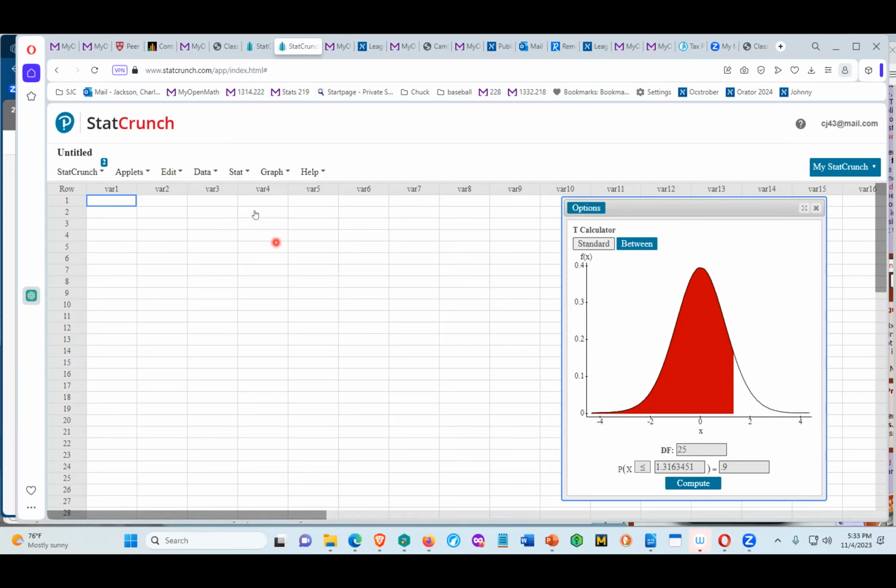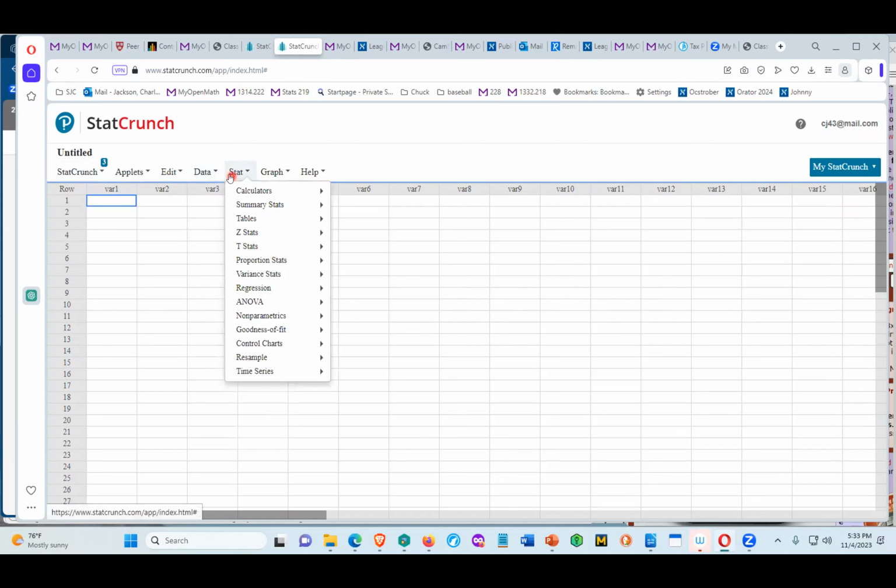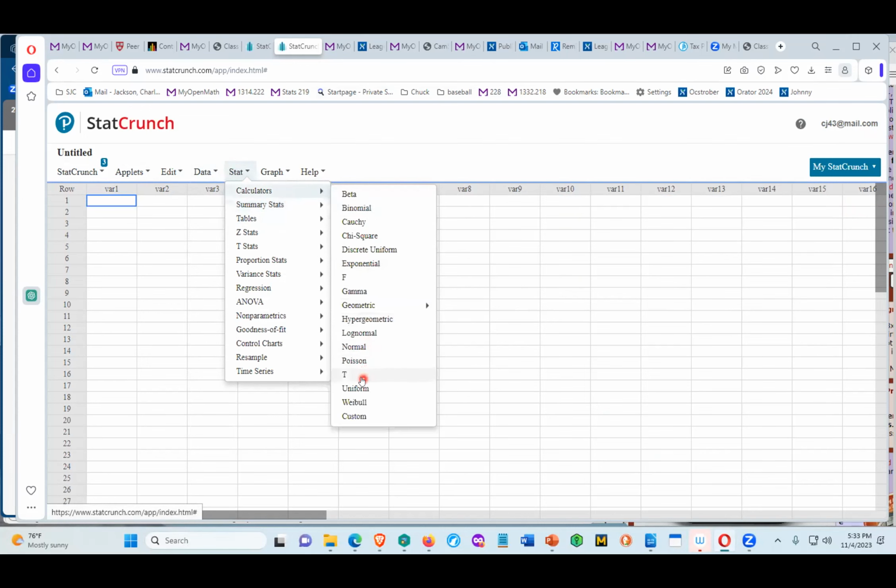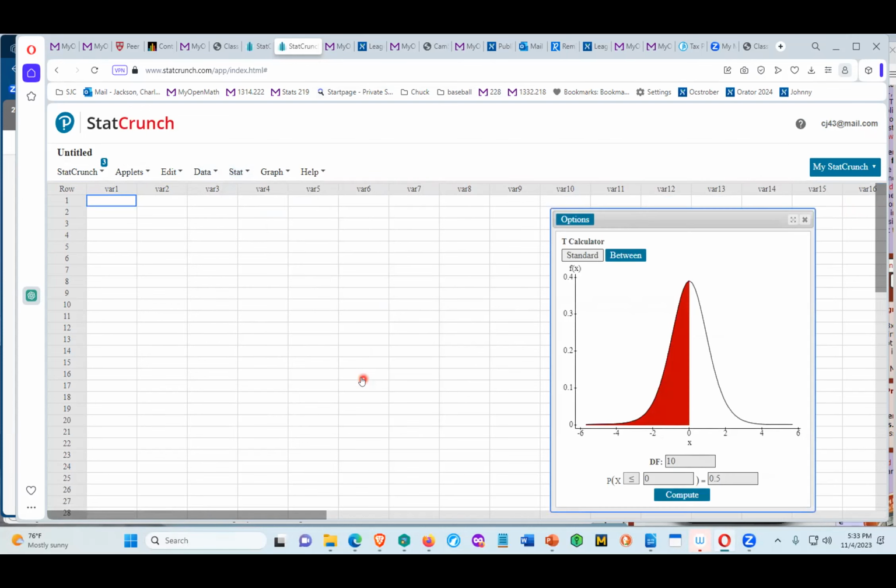So it was stat, and not summary stats, but calculators, and then t. Yeah, exactly. That's what there's our inv t right there.